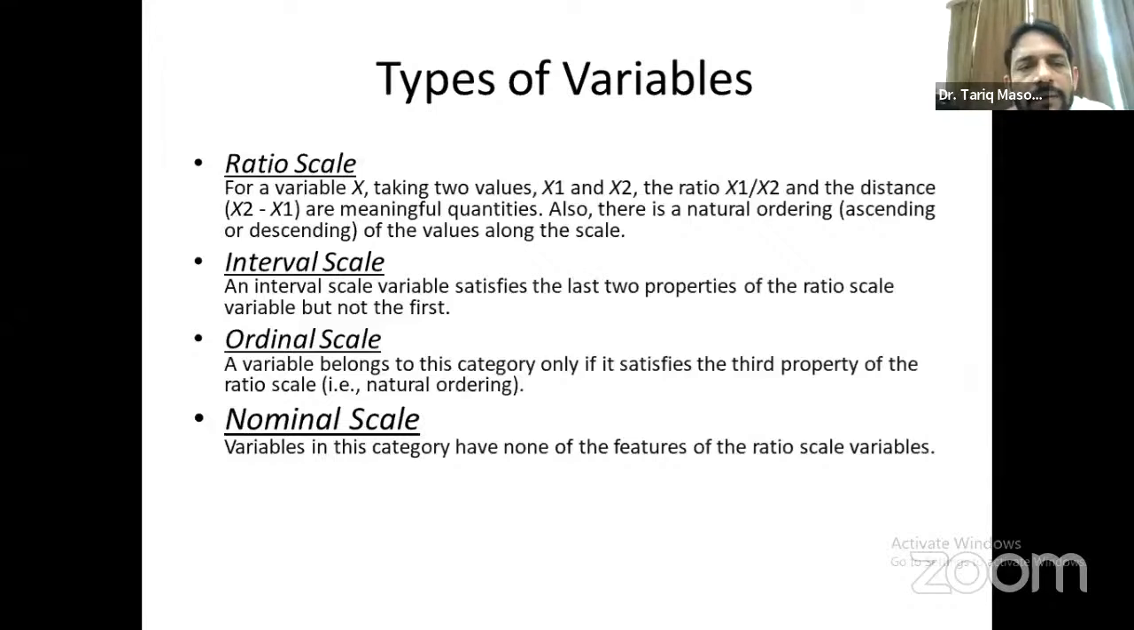Now next is the interval scale variable. An interval scale variable satisfies the last 2 properties of the ratio scale variable, but not the first. Which one is first? x1 by x2. So in case of an interval scale variable, the ratio is not meaningful. Can you give me any example of an interval scale variable? Anyone? Where distance is defined, there is ordering in the data, but the ratio is not a meaningful quantity. Do you have any example for that?